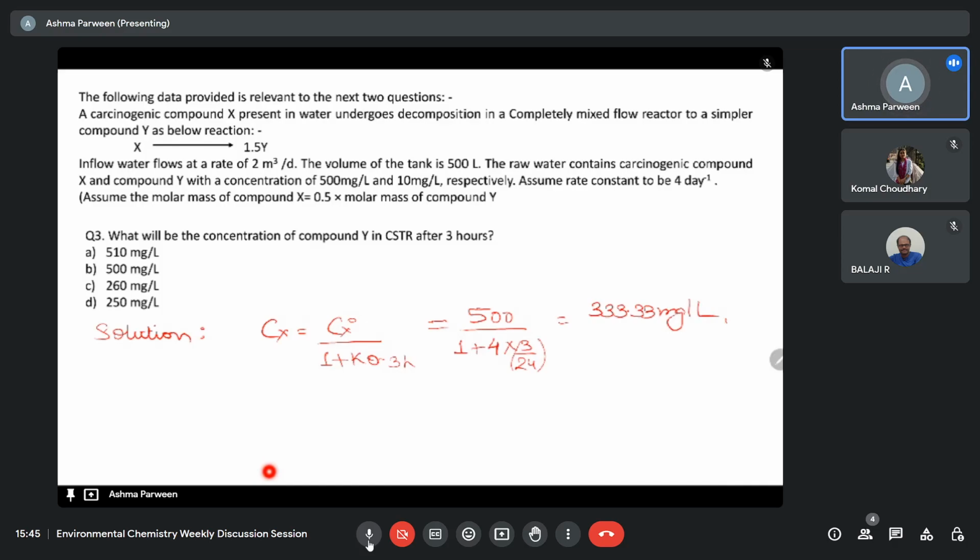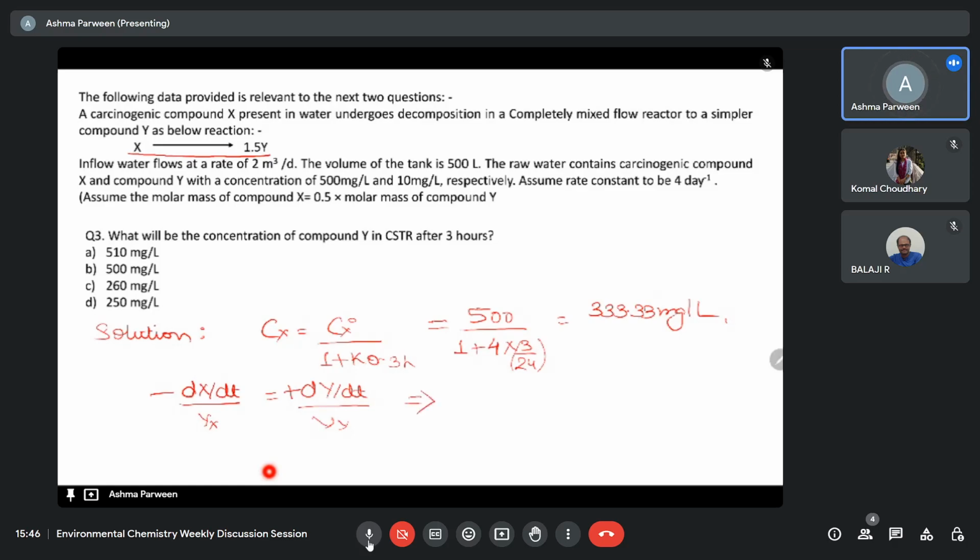And as we know from this reaction, the rate of loss of X, that is dx by dt, with respect to its stoichiometric coefficient is equal to the rate of formation of Y with respect to its stoichiometric coefficient. Now since dx by dt is decreasing, we will use a negative sign, and since Y is forming, we'll use a positive sign.